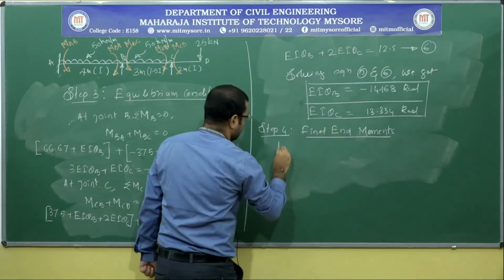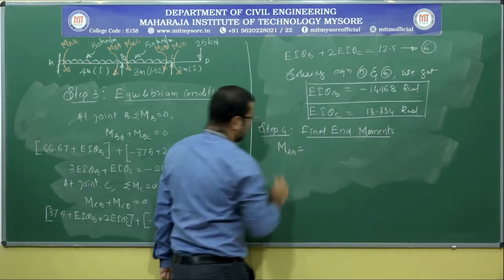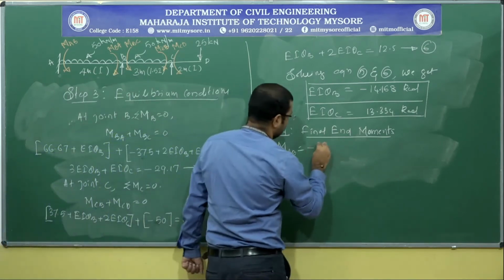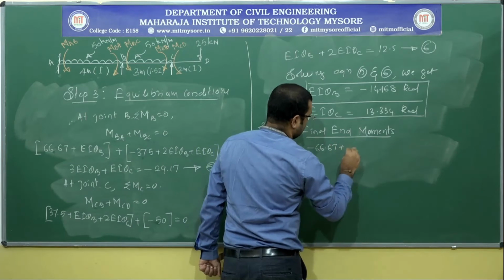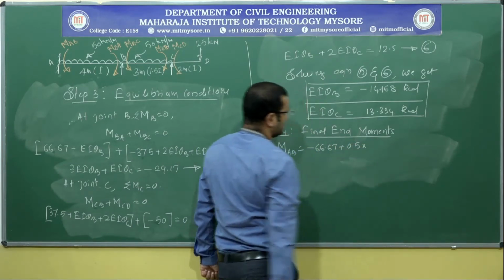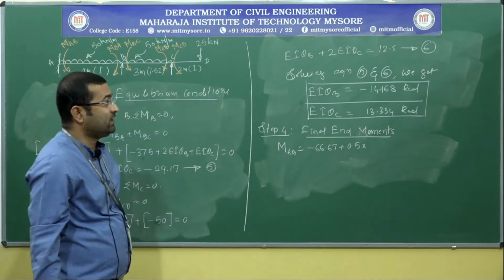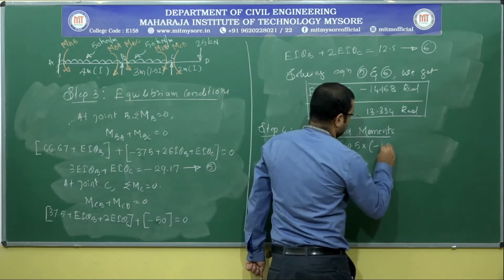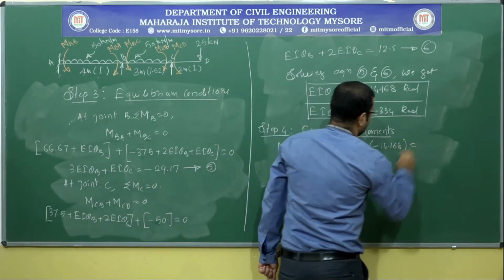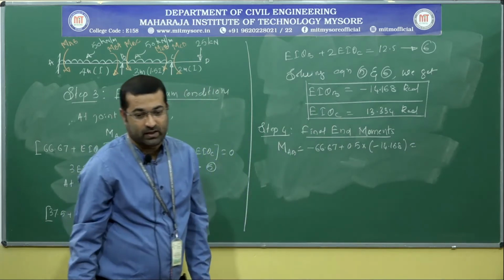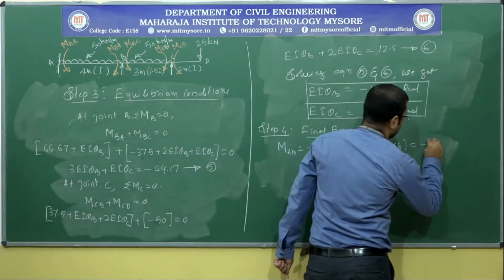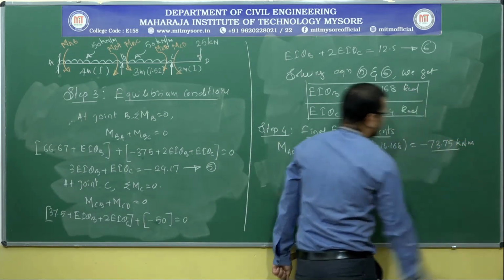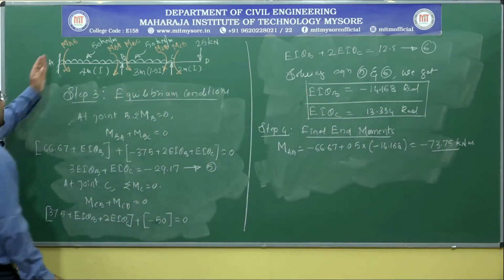So we have the equation for MAB. Equation for MAB is minus 66.67 plus 0.5 EI theta B. The value of EI theta B we have calculated as 14.168. So I will substitute that value as 14.168, which gives me minus 73.75 kilonewton meter. So this is the final end moment at A.